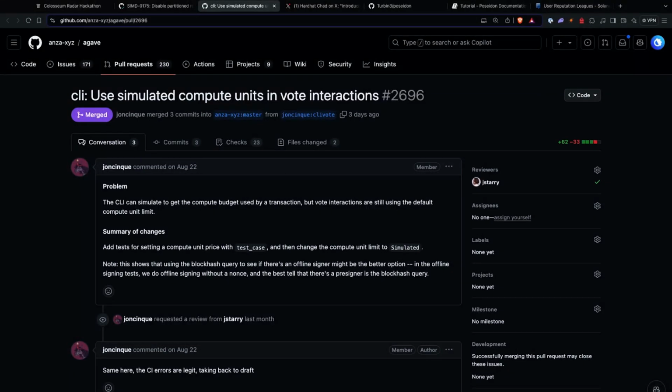Moving on to commits. We have this commit by John Cinque on the CLI: use the simulated compute units for vote interactions. What this means is that whenever you're doing votes with the CLI, it'll simulate the transaction and use the compute unit limit returned by the simulation, to make sure your transaction uses less compute overall. Why is this important, and why should you do this with your normal transactions? Overall, there is a compute limit cap on transactions per block. I think it's 48 million.